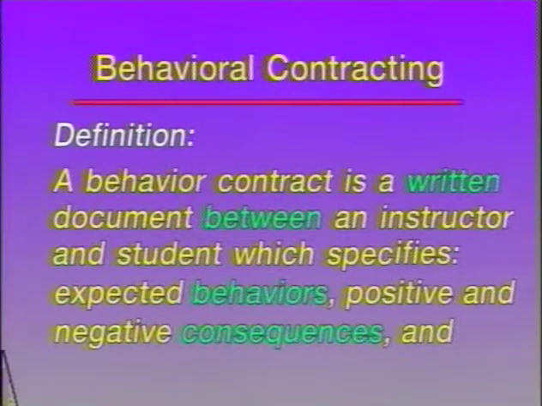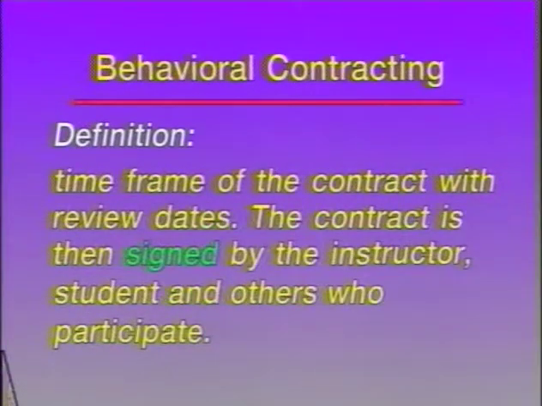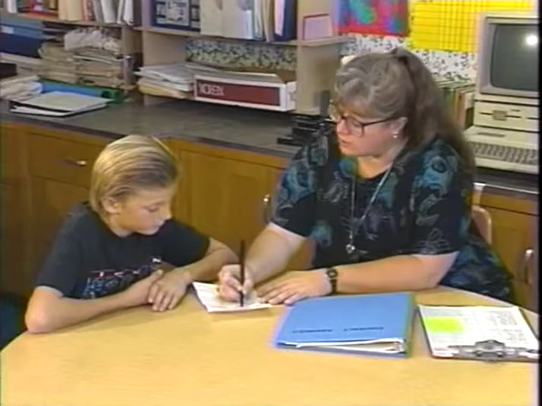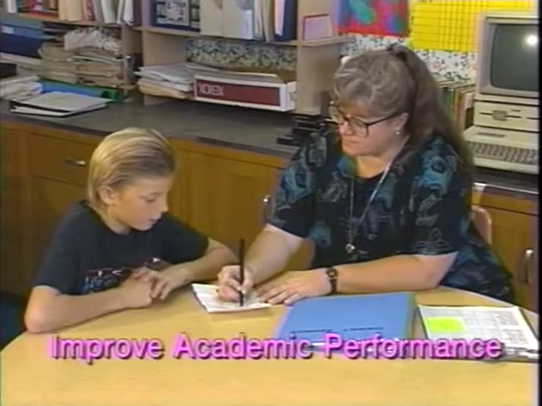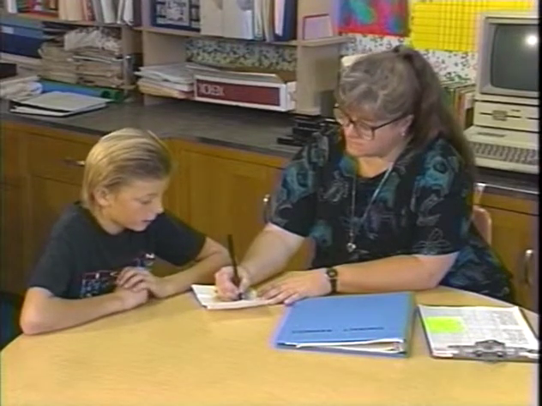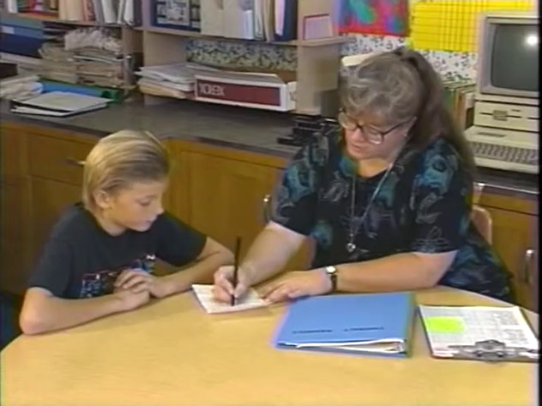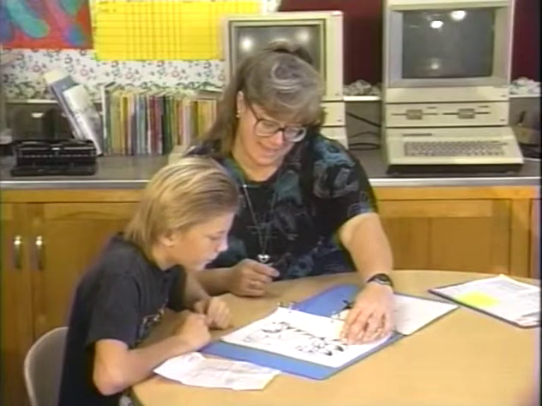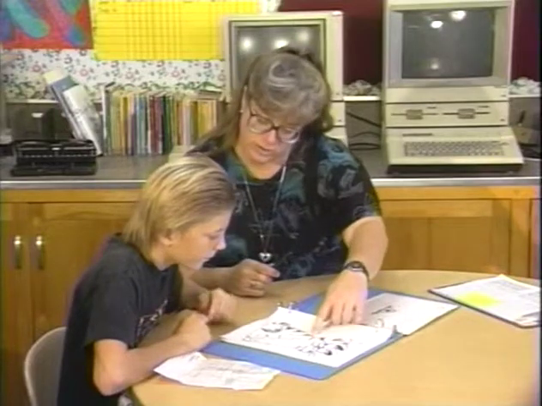A behavior contract is a written document between an instructor and student which specifies expected behaviors, positive and negative consequences, and time frame of the contract with review dates. The contract is then signed by the instructor, student, and others who participate in the contract. Contracts are commonly used to improve academic motivation and performance. For example, this instructor is negotiating a contract to encourage David to increase his math scores. If David is successful, he'll earn rewards that he helped select.